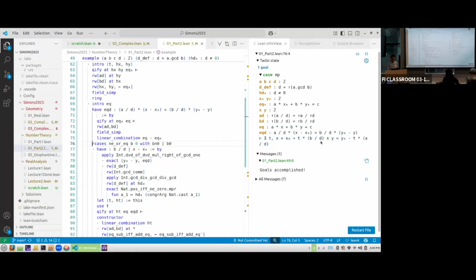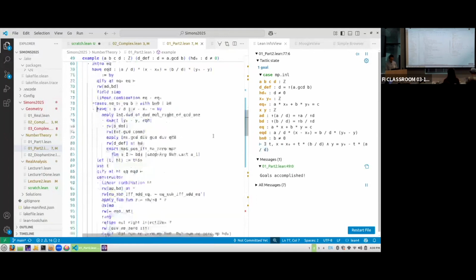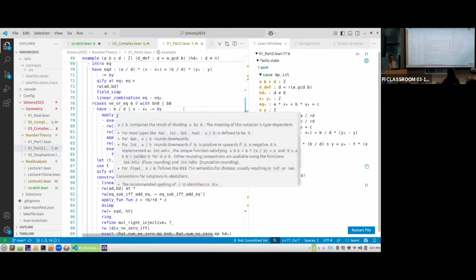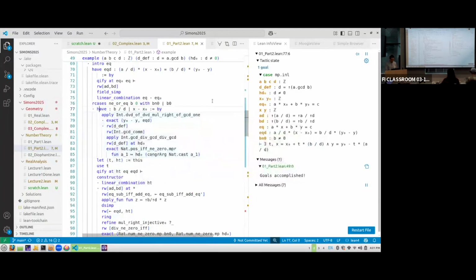And so we have to divide into two cases, and we use the not equal to or equal to statement that says that one of these two is true, and that's what we're going to do the inductive R cases tactic on. So we first assume that it's not 0. In the interest of time, I won't go into the case where it is 0. It's very similar. So what we want is to show that there exists such a T, and we want to get it by dividing x minus x naught by b over d. So first we should show that one divides the other.